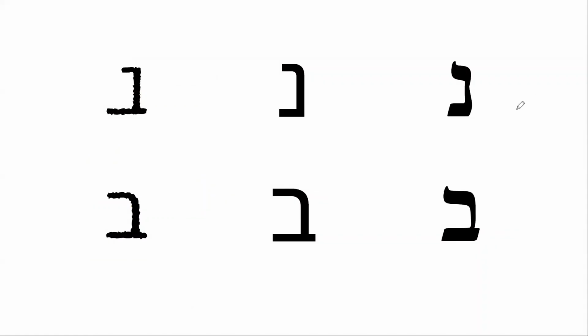Next, we have Nun and Base. We've already talked about Nun with two horizontal lines, one on top and one at the bottom. Base also has two horizontal lines, one on top and one at the bottom. The bottom line sticks out a little bit on the right. But the most important difference is that Nun is narrower than Base.